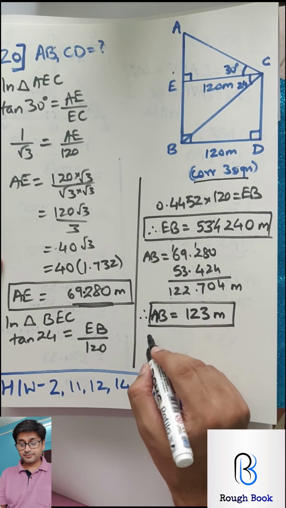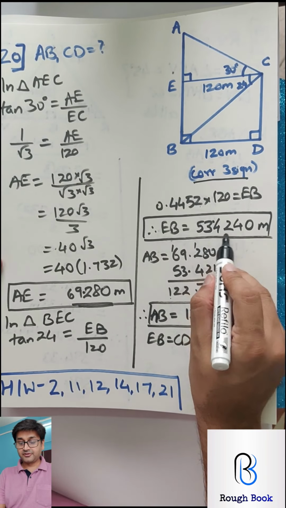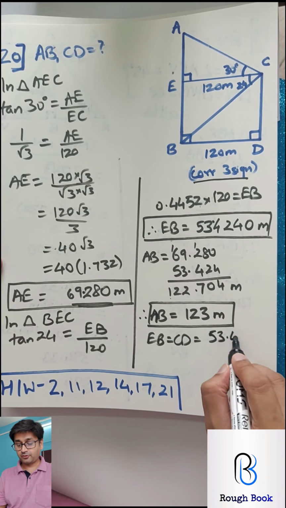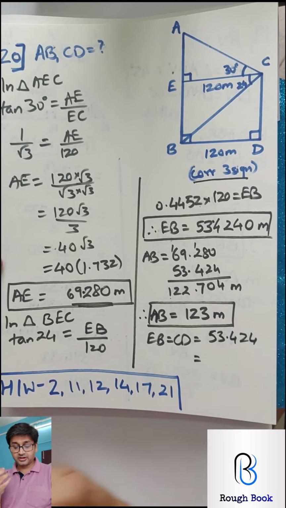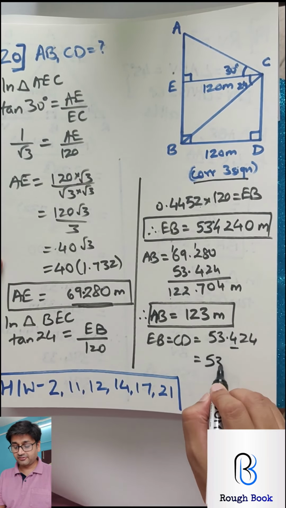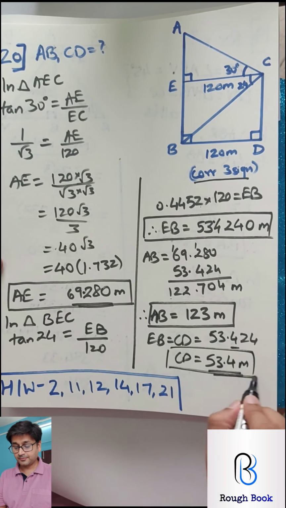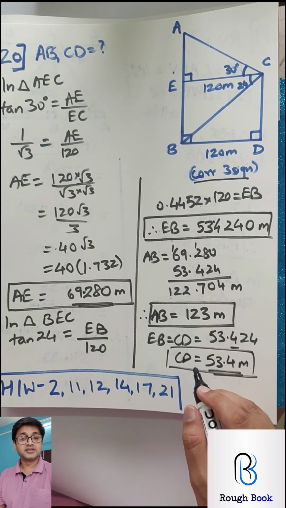How about EB? So EB equals CD and 53.424. 3 significant figures. So 1, 2 and 3. Eliminate this because they are less than 5. So 53.4 meters is your CD. So you managed to get all your answers correct.